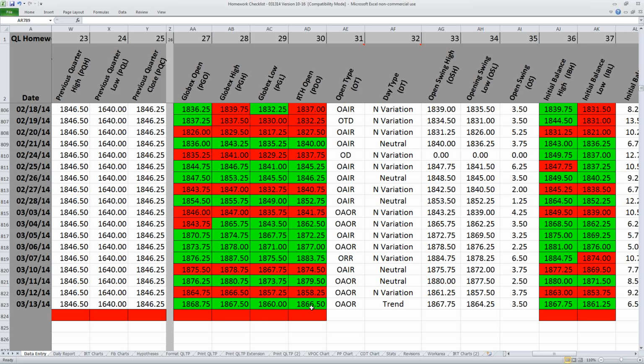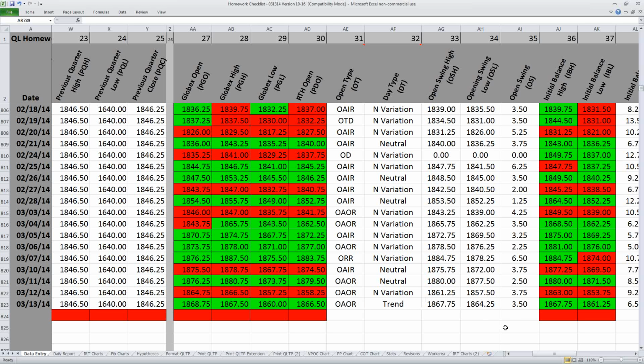Globex low at 1860, and then we opened up at 1866.50. We had an open auction outer range. We had opened just above that prior day range, and we were talking about violating that 62 level and coming down and getting back inside of yesterday's range and value and rotating down to the VPOC.